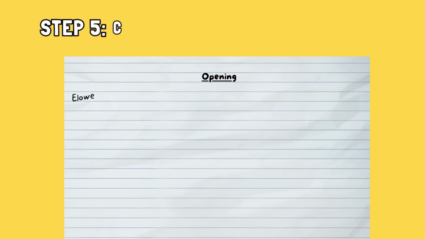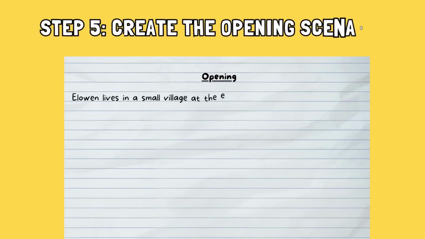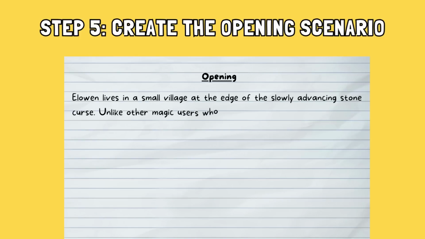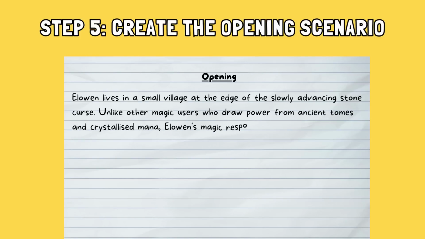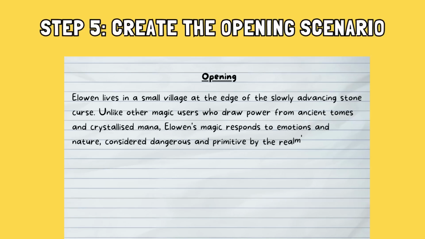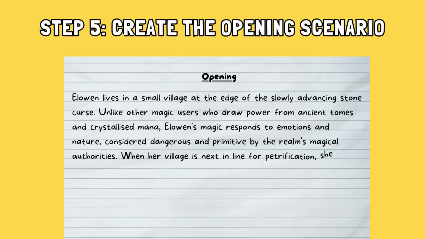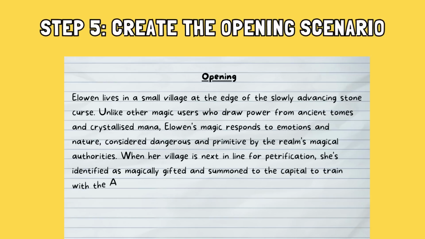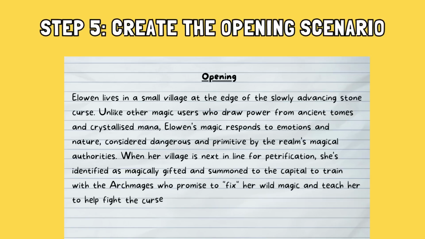Step 5. Create the opening scenario. Elowyn lives in a small village at the edge of the slowly advancing stone curse. Unlike other magic users who draw power from ancient tomes and crystallized mana, Elowyn's magic responds to emotions and nature, considered dangerous and primitive by the realm's magical authorities. When her village is next in line for petrification, she's identified as magically gifted and summoned to the capital to train with the archmages who promise to fix her wild magic and teach her to help fight the curse properly.